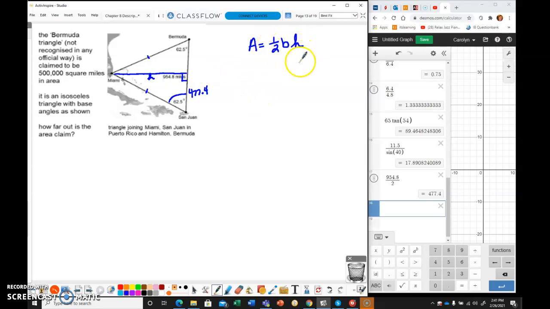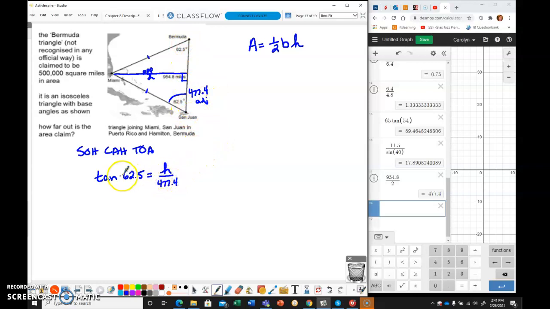So in order to find that height, I'm going to apply my right triangle trig. And we've said that this is the adjacent side, and what we're looking for is the opposite side. So the ratio that uses opposite and adjacent is tangent. So if I do the tangent of that base angle, which is 62.5, it's going to be the opposite, which is the height of our triangle, divided by 477.4. And I remember I got that because I divided the full distance between Bermuda and San Juan in half.